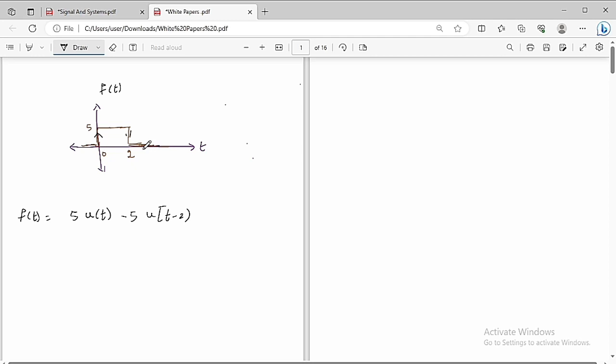Here u of t, and here u of t minus 2. With a sudden rise, plus 5. Here, a sudden decay means minus 5. This decayed by minus 5, and it is increased by plus 5. So this is a way you have to keep in your mind.